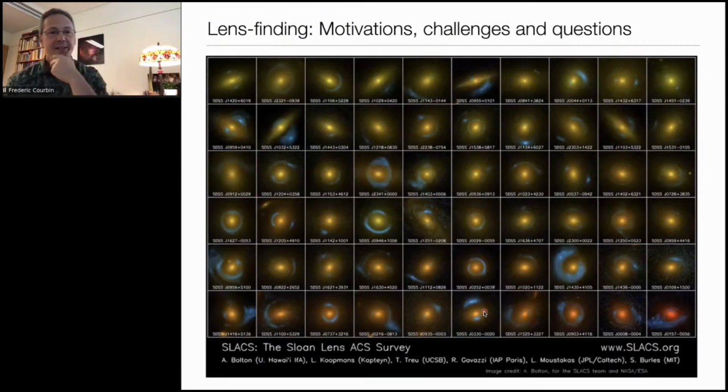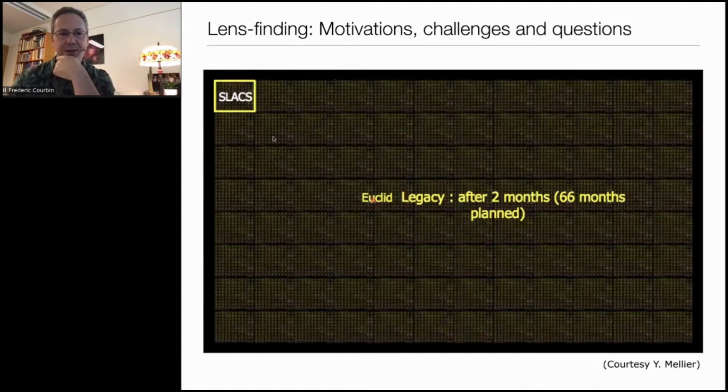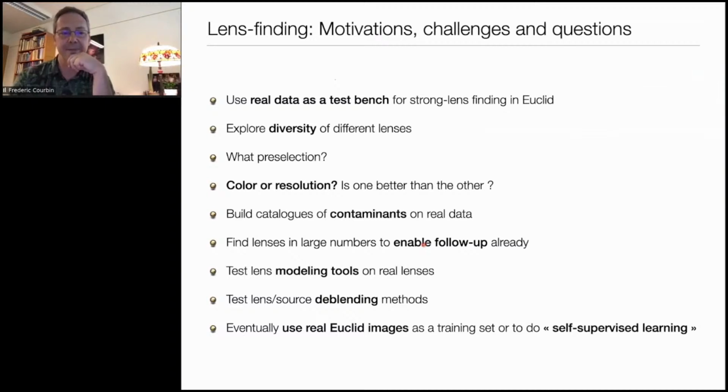Now, okay, you have to find the lenses. So that's the sample, the SLACS sample. I don't know if you know it. It was also found with spectroscopy and then going to imaging with HST, and that's the type of things you find. And this sample, probably one of the most famous samples of lenses so far, is the result of years and years of data collecting and modeling and so on. And that's what you expect in Euclid. So that's years of work. That's 2 months of Euclid operations. So that's the kind of numbers we have to deal with. Just for galaxy scale lenses.